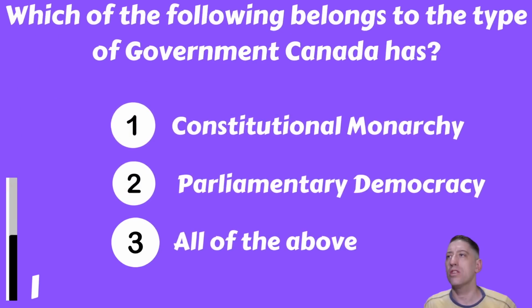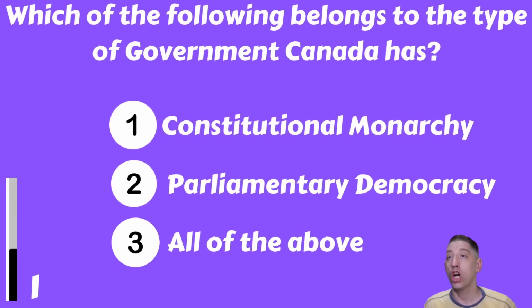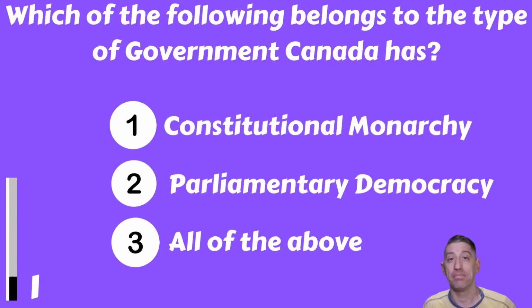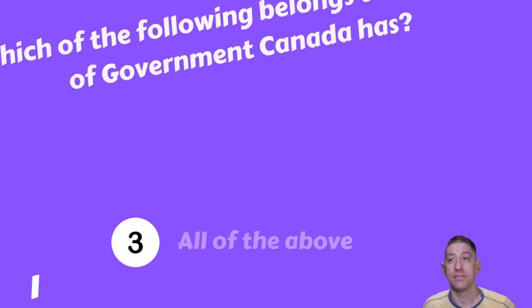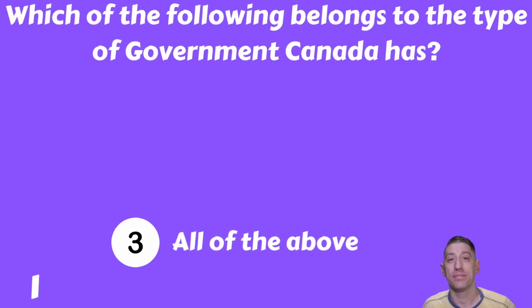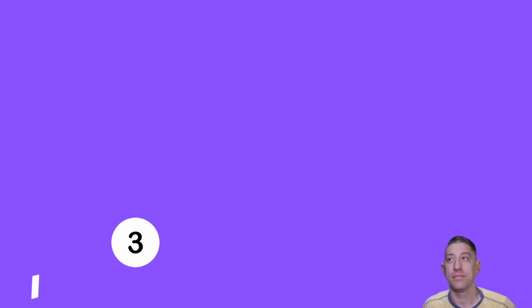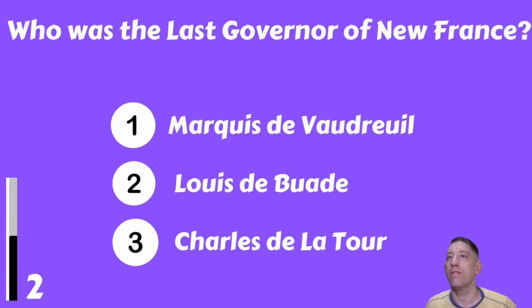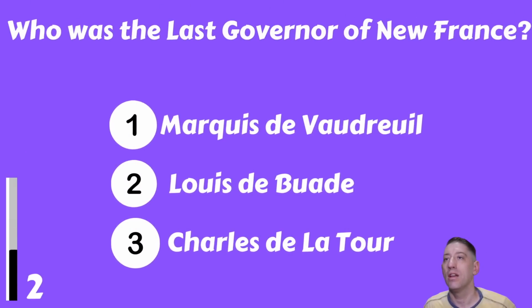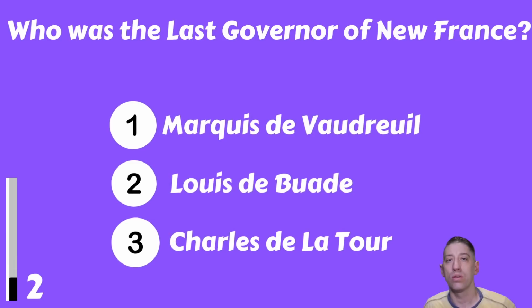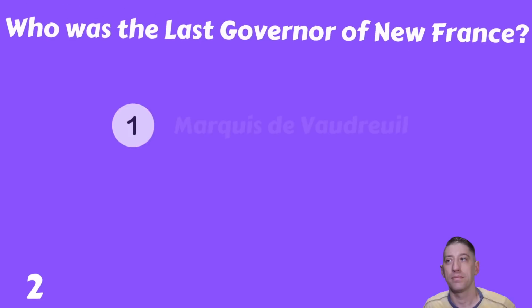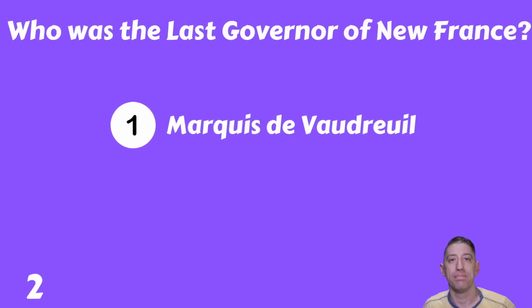Which of the following belongs to the type of government Canada has? Constitutional monarchy, parliamentary democracy, or all of the above? All of the above. Who was the last governor of New France? Marquis de Vaudreuil, Louis de Bode, or Charles de la Tour? Marquis de Vaudreuil.